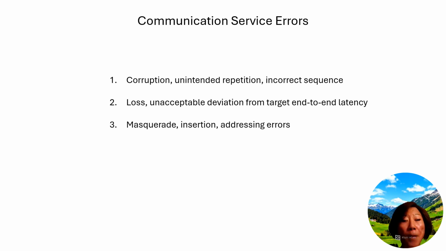To prevent masquerade and insertion errors, 5G implements strong security measures. This includes mutual authentication between devices and the network, integrity protection for control plane messages, and optional encryption for user plane data. The system also supports advanced security features like network slicing isolation to prevent unauthorized access to critical resources.